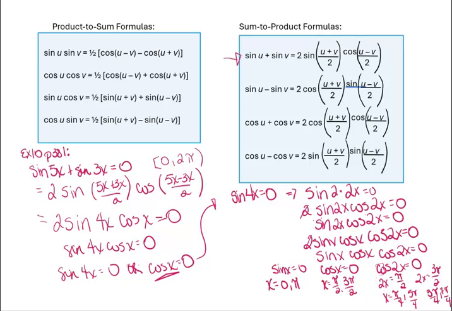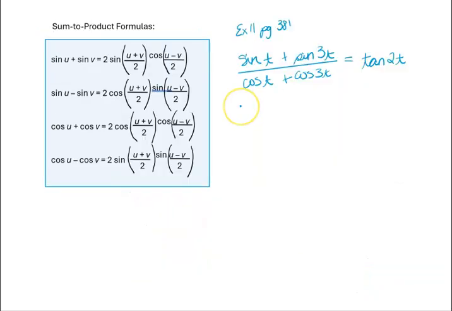Now let's do one more example. We're going to do the last example, 11, where we're going to verify a trigonometric identity using our sum to product formulas. Example 11 on page 381 asks us to verify this identity of sine t plus sine of 3t over cosine t plus cosine of 3t. They want us to verify that it equals tangent of 2t. So we're going to use the sum to product formulas, and we've got to use a couple of them here.